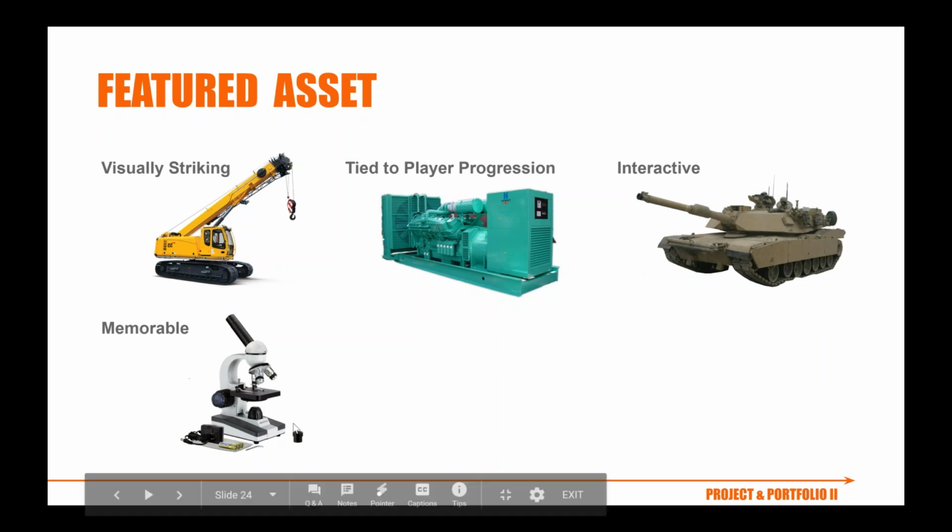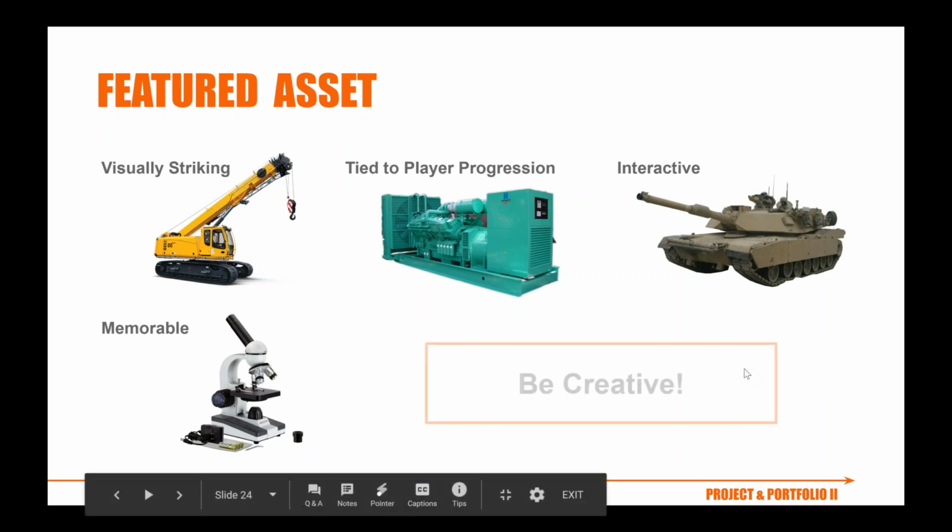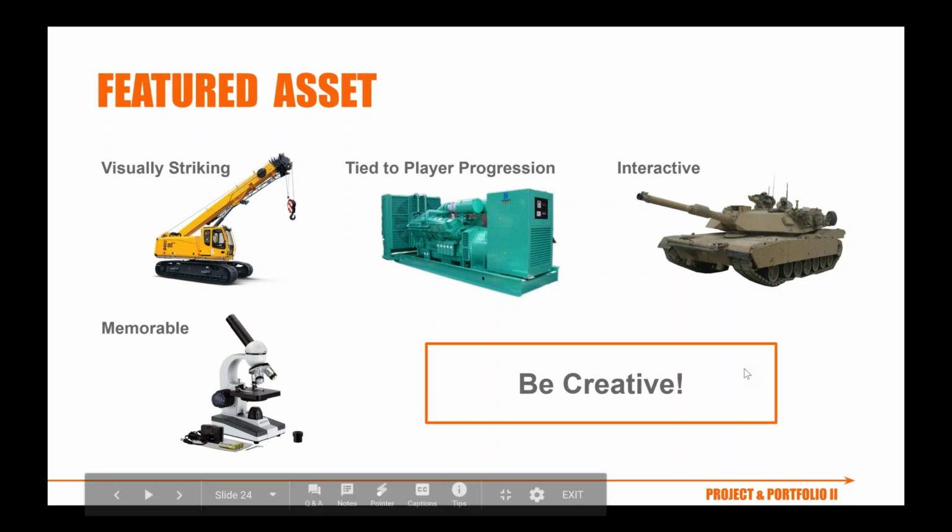I've included this microscope down here because not all of them need to be a massively sized object for it to be visually striking. You can have something like this and it's positioned with lights on it and just draws the player to it naturally, and then there's some type of interaction to complete with it. All right, so try to be creative with this stuff. Try and come up with a list of a bunch of different featured assets.